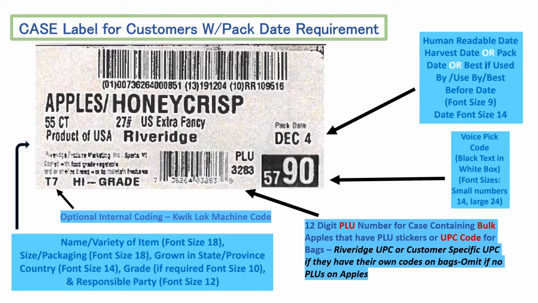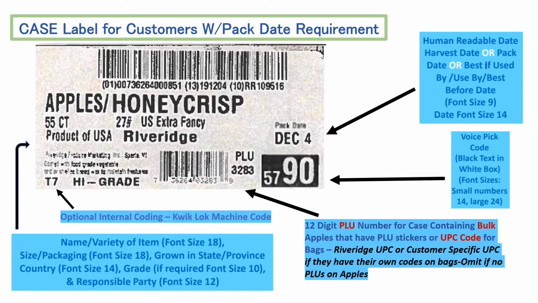Then we have the voice pick code underneath that. That is standard. Your systems all calculate that, so there's nothing that you need to set up special. Your system will create that. There's an algorithm behind the scenes, and that all gets created.